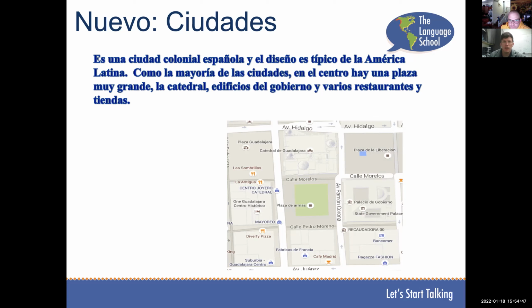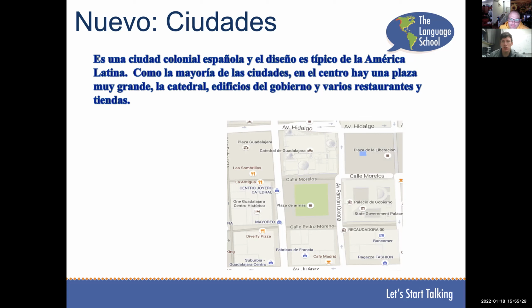¿Qué significa el diseño? Diseño means design. It is typical of Latin America. Como la mayoría de las ciudades is like the city center, right? Like the majority of cities. Oh, okay. Like the majority of cities, in the center of the plaza, the city center is. En el centro means downtown. Oh, en el centro.